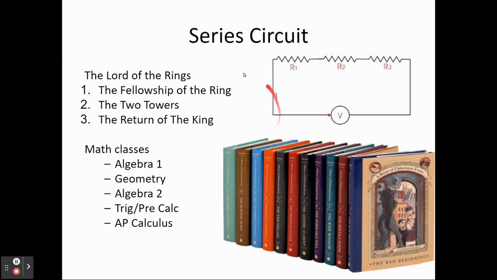You could also think of it as a series of books where you read book 1 and then you read book 2 and then you read book 3. Or you could think of it as a series of math classes where you take the first class and then you take the second one and then you take the next one. So all of these are series where you have to go through each one at a time and you have no choices. Hopefully that makes sense to you.